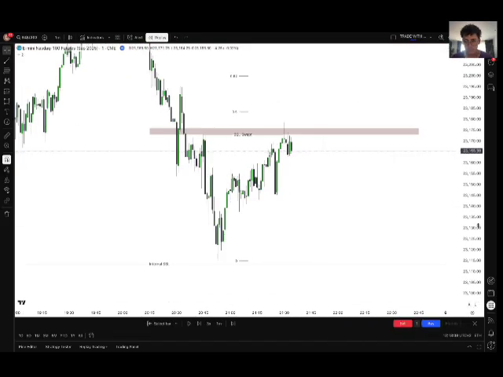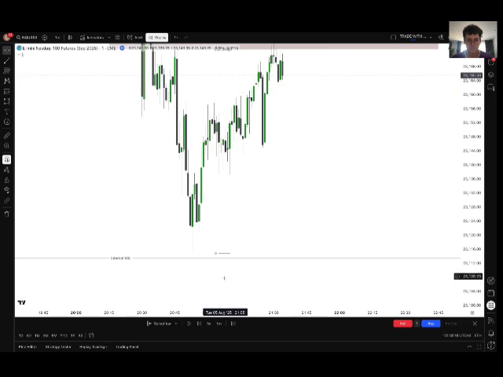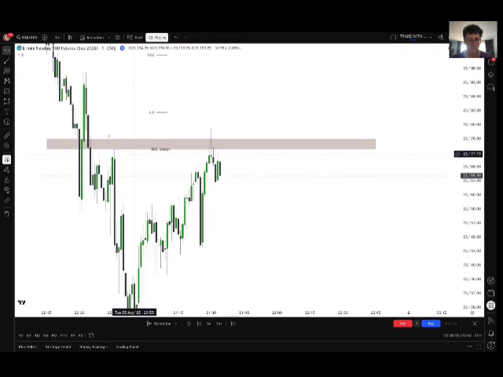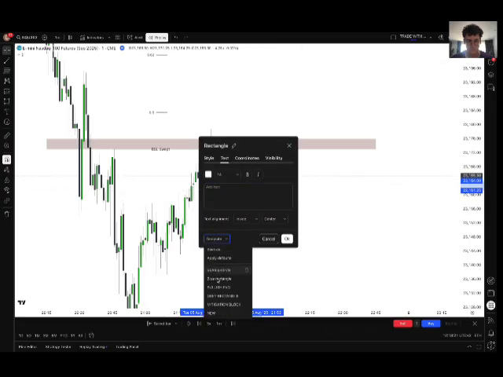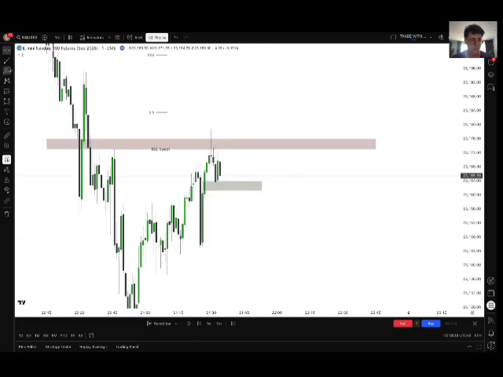Now all I want to see from here is price take out this low. Okay, so we had the 1 minute bullish fair value gap, and now I want to see this bullish fair value gap getting inversed with a strong displacement. So I want to see price close below this short-term low and the 1 minute candle inversing this bullish gap.